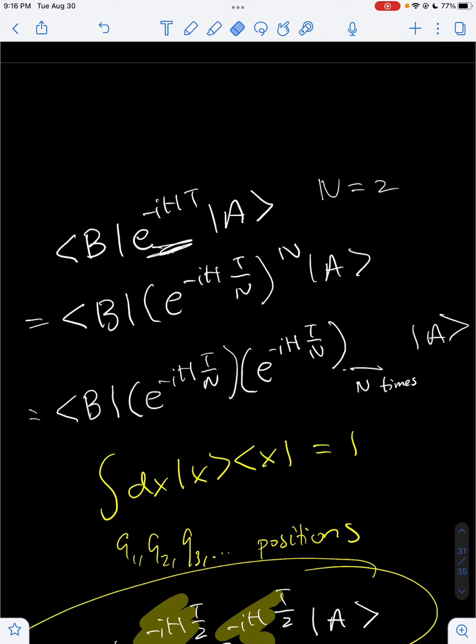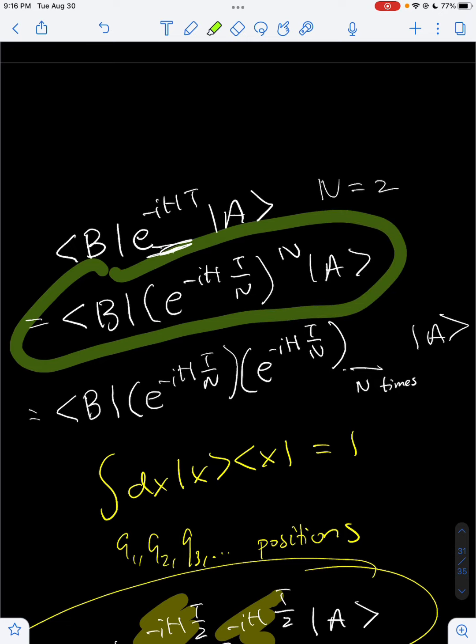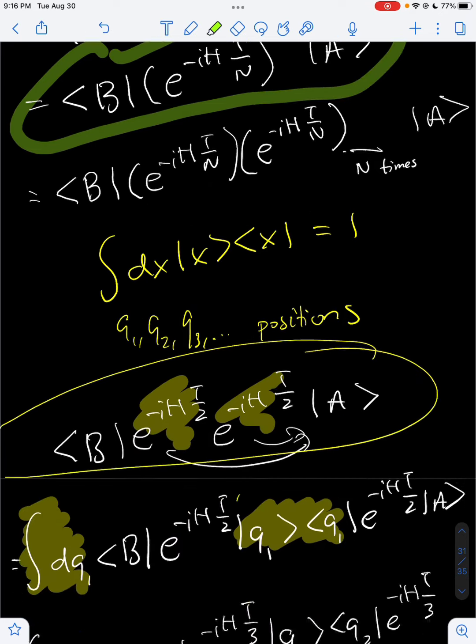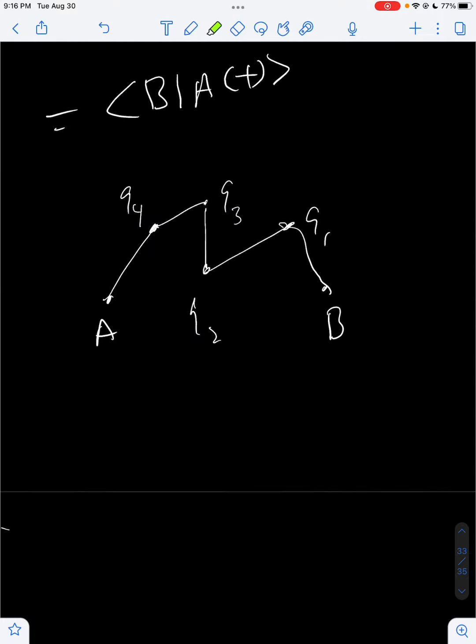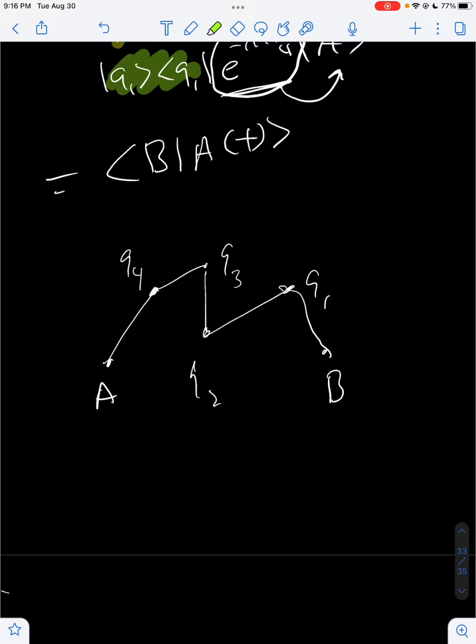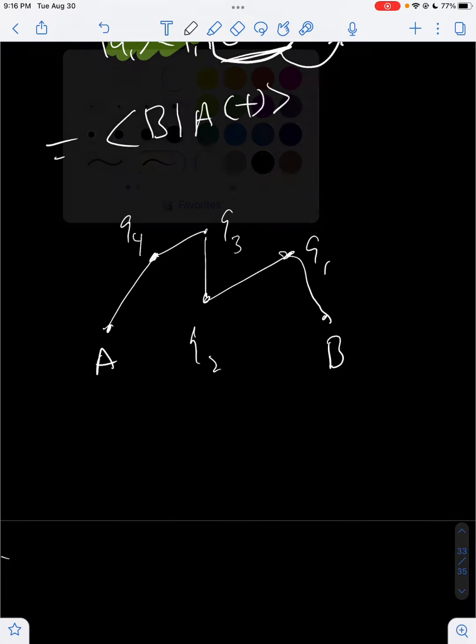So let me just erase this. Sorry, here we had an n number of time slices, right? So we want to do what we did right now, but for an n number of time slices. How can we do that? Well, it's pretty simple, actually.